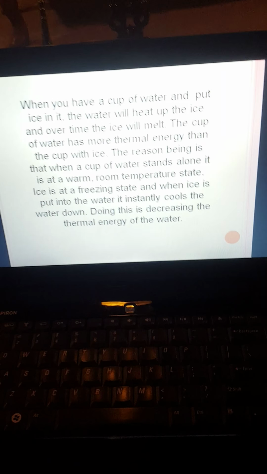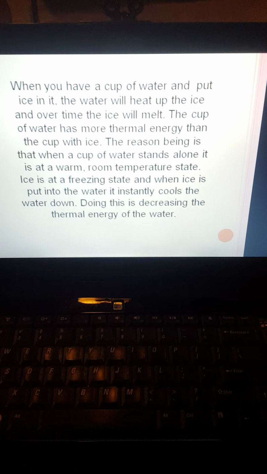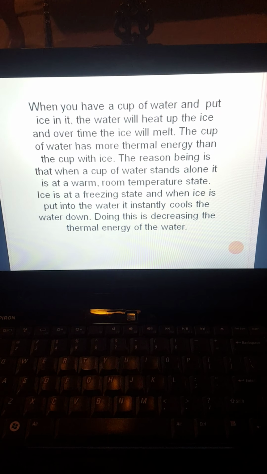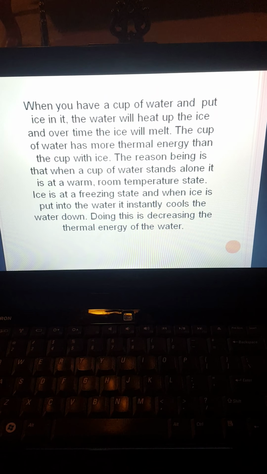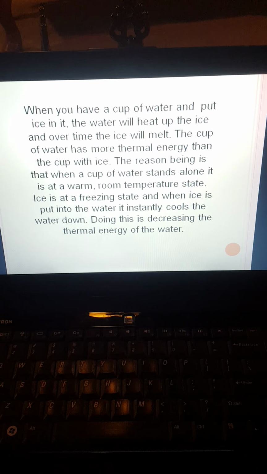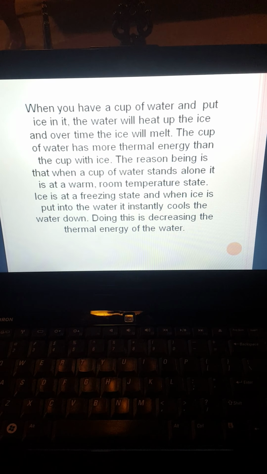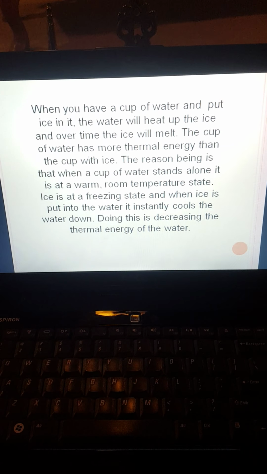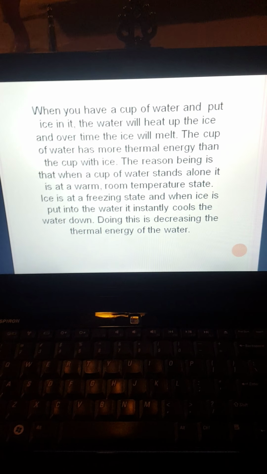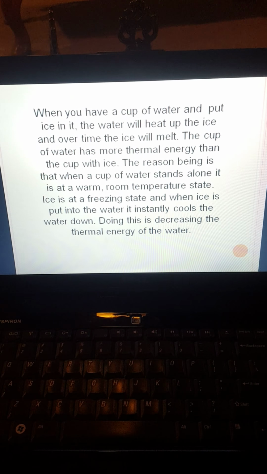The cup of water has more thermal energy than the cup with ice. The reason being is that when the cup of water stands alone, it is at a warm room temperature state. Ice is at a freezing state, and when ice is put into the water, it instantly cools the water down. Doing this is decreasing the thermal energy of the water.